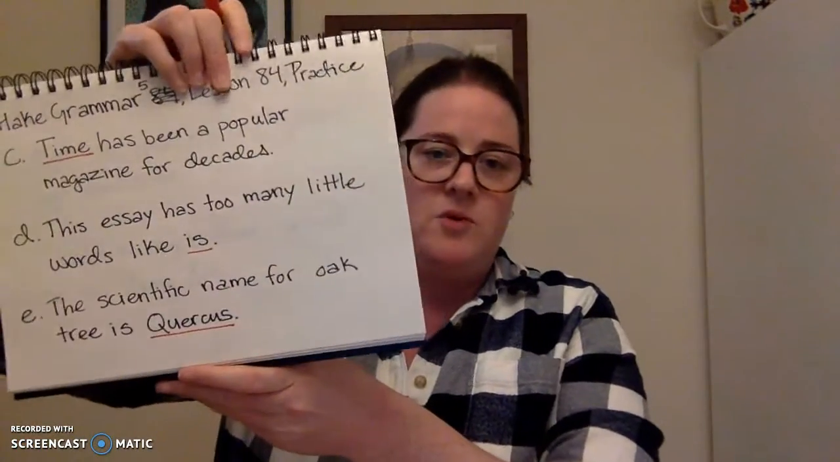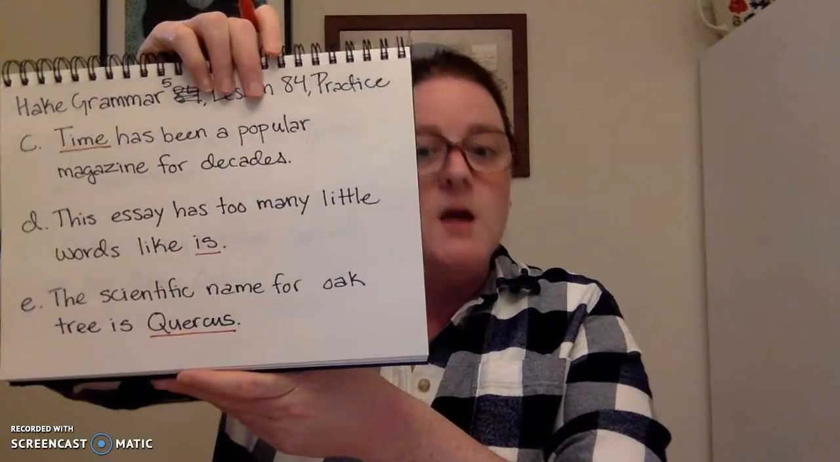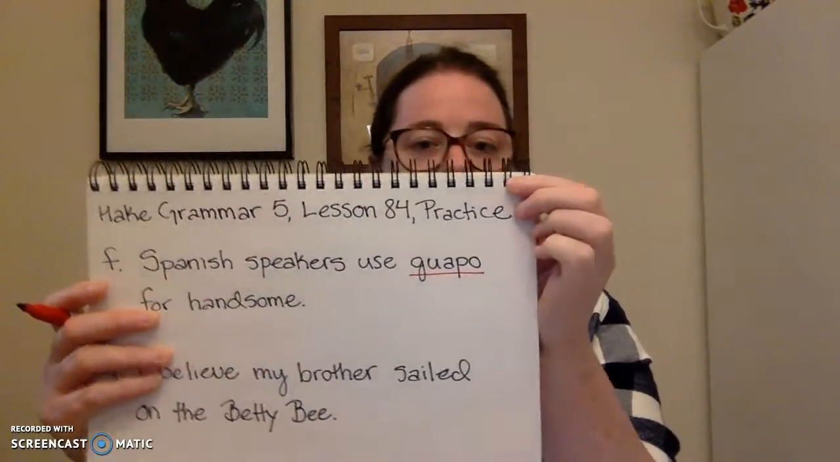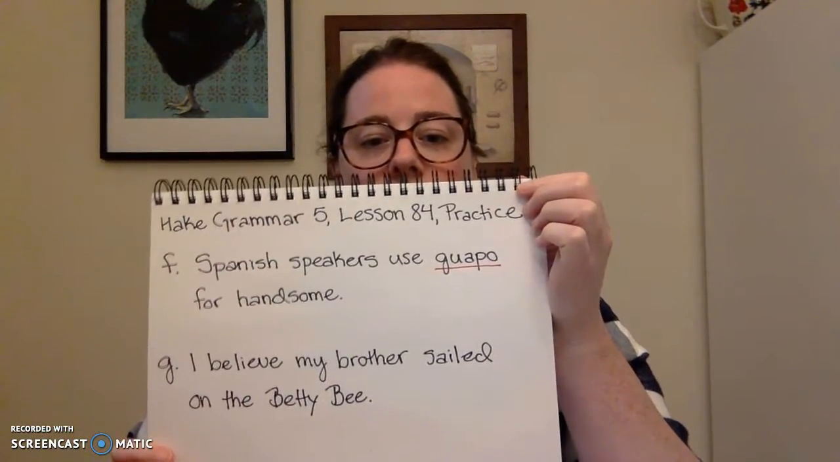The scientific name for oak tree is Quercus. All right, so that's my sentence. I am going to underline Quercus, the scientific name for oak tree. So I'm going to underline it. It's a scientific name. Sentence F, "Spanish speakers use guapo for handsome." Here we have a foreign word that is not used in everyday English. All right, so we are going to underline guapo.